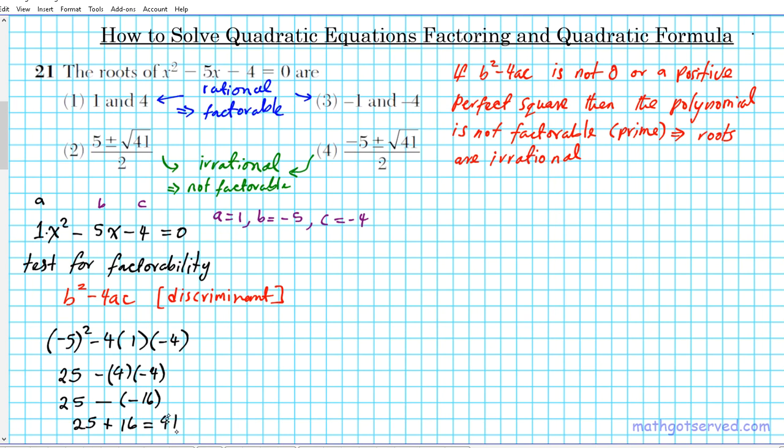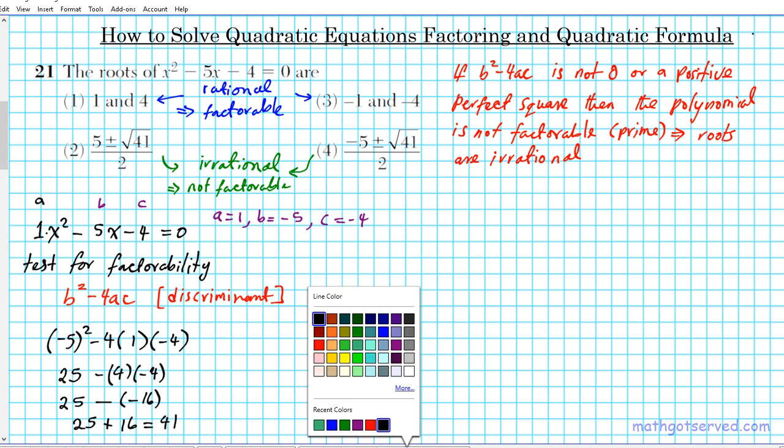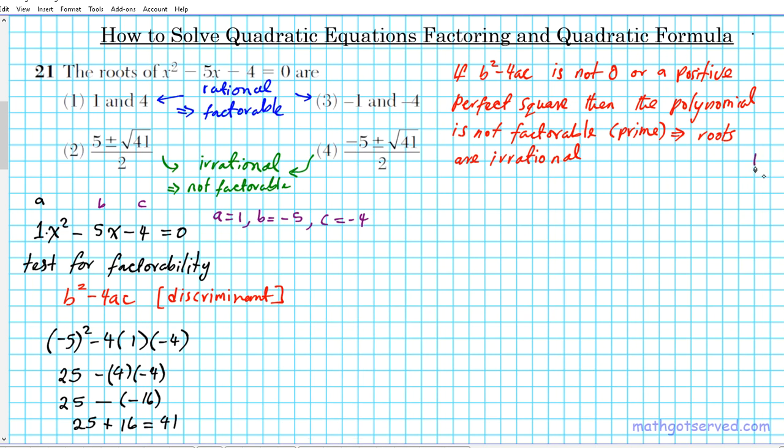Is 41 a perfect square? The answer is no. Let's go over perfect squares real quick. 1 is a square, and then 2 squared is 4. That's the next one. 3 squared is 9. Next one, 4 squared is 16. 5 squared is 25. 6 squared is 36. 7 squared is 49. Bam, we exceeded 41. 41 is not on this list. 41 is not a perfect square.